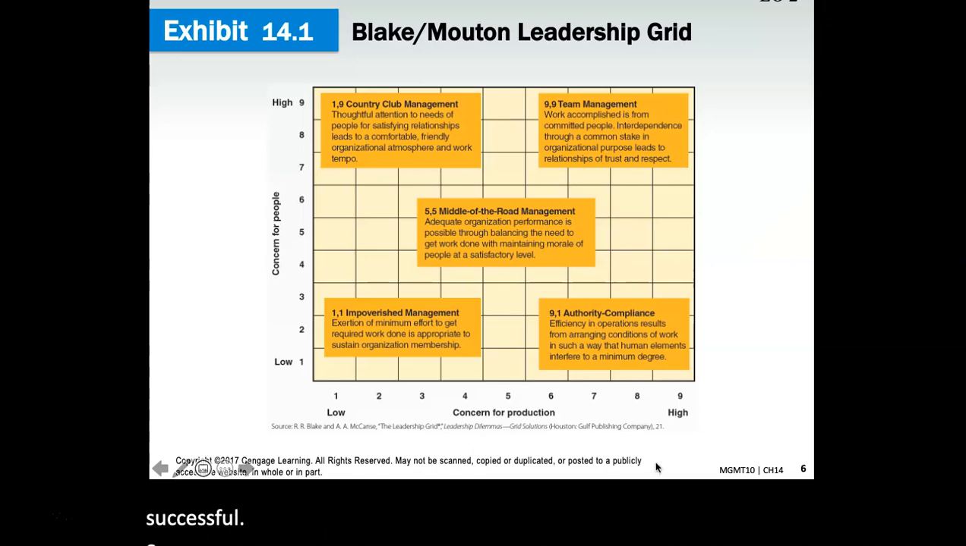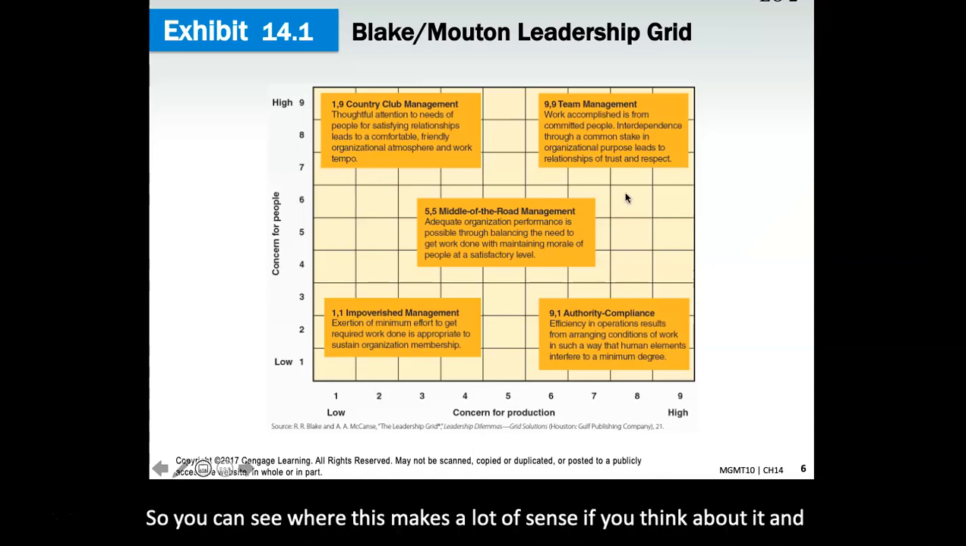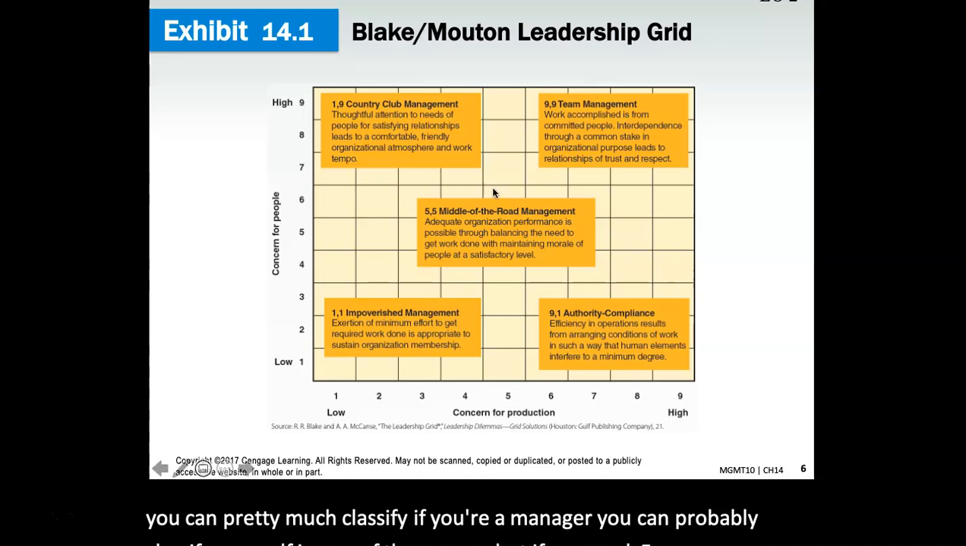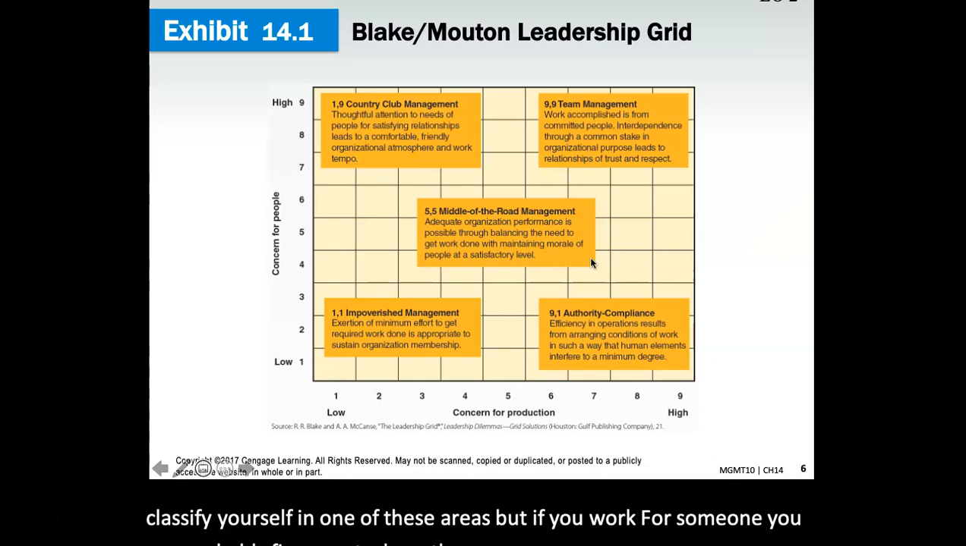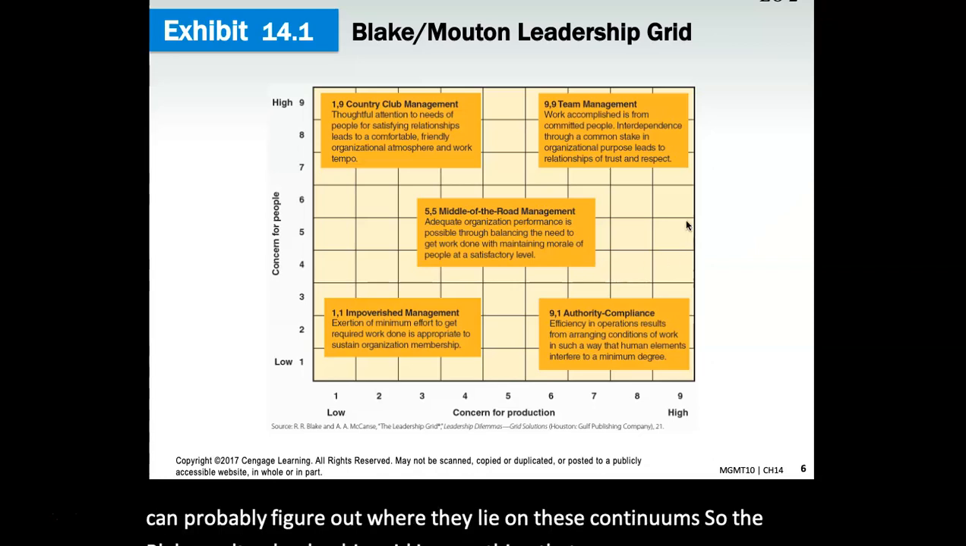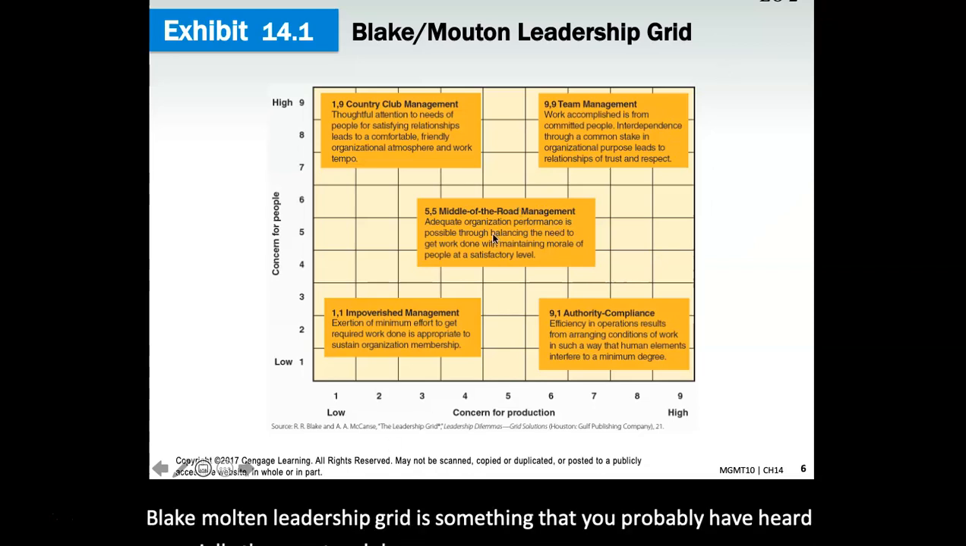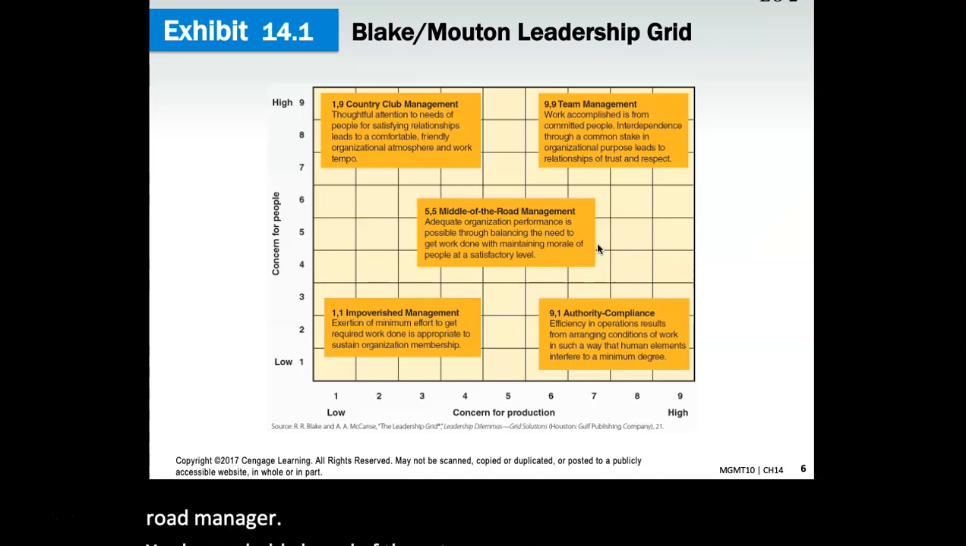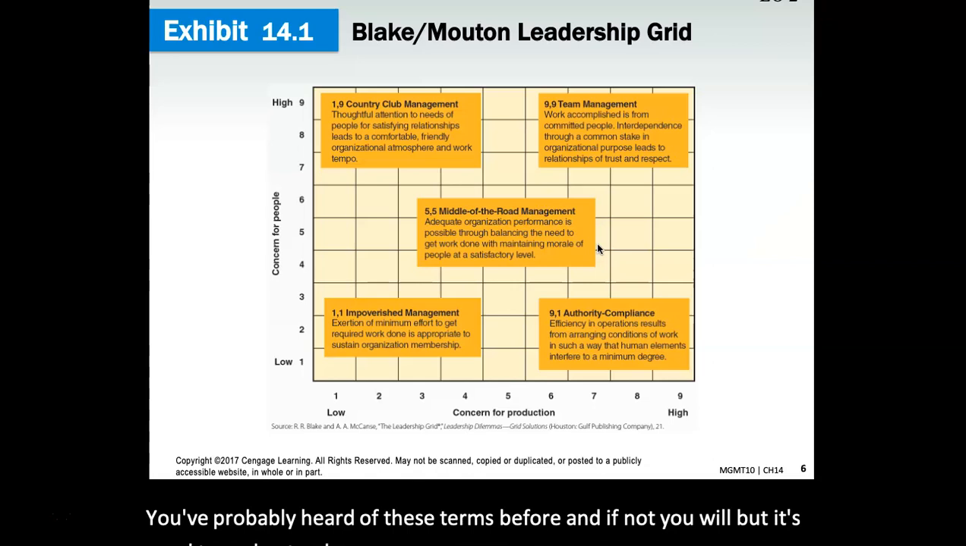This makes a lot of sense if you think about it, and you can pretty much classify, if you're a manager, you can probably classify yourself in one of these areas. But if you work for someone, you can probably figure out where they lie on these continuums. So the Blake Mouton leadership grid is something that you probably have heard of, especially the country club management, team management, middle of the road manager. You've probably heard of these terms before. And if not, you will. But it's good to understand them because as you become a manager, it's important to know where you are based on the situation.